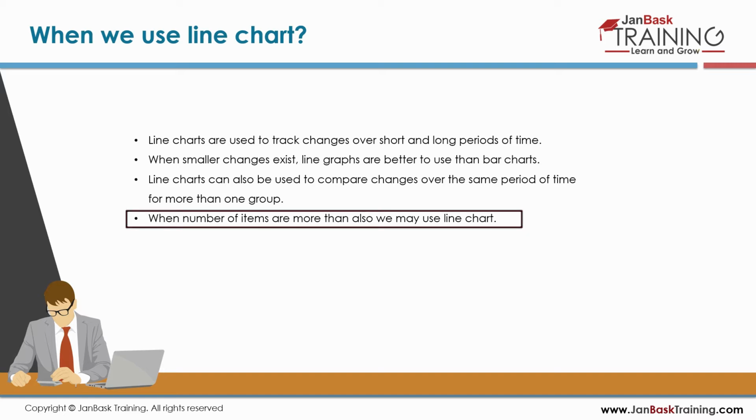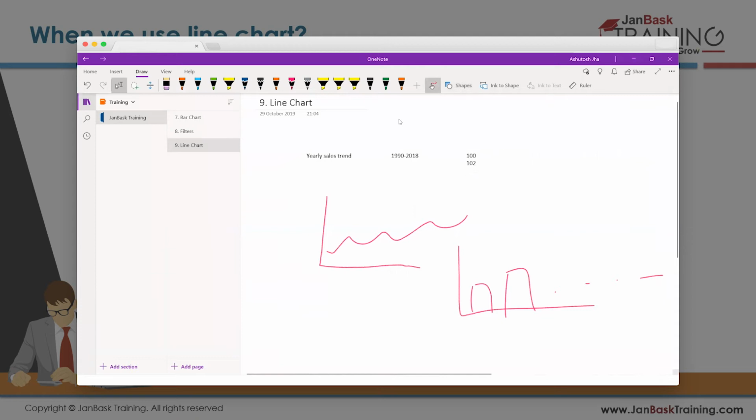Whenever the number of items is large, for example, here I have shown you that we have 18 different years. If you create a bar chart, we will have 18 different bars, which is not easy to read. So in those cases you can simply show a trend, and it will help the business to see how their business is actually going.